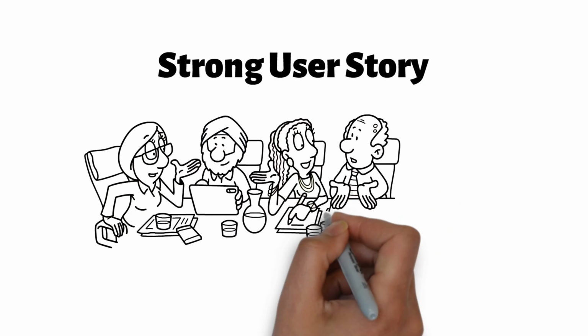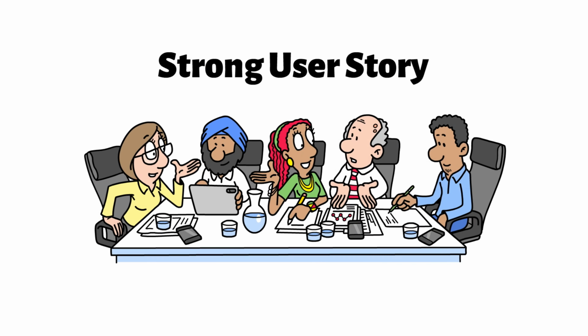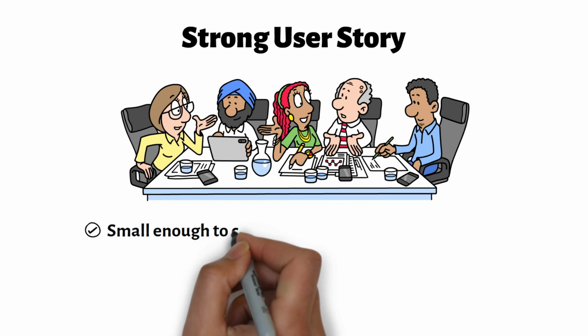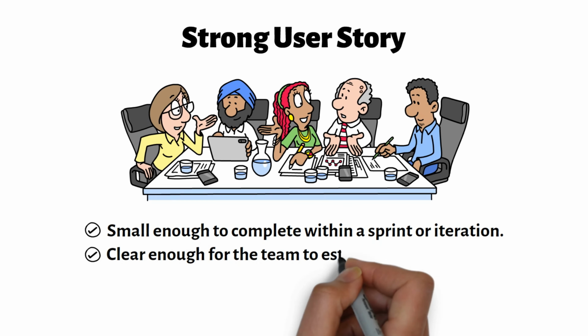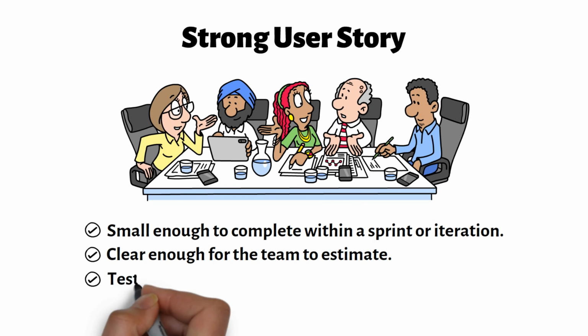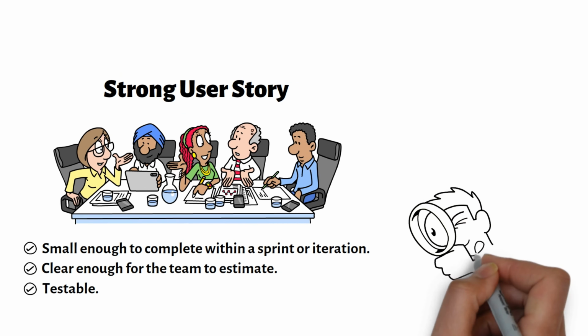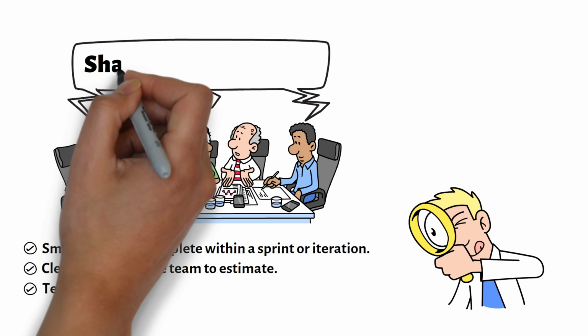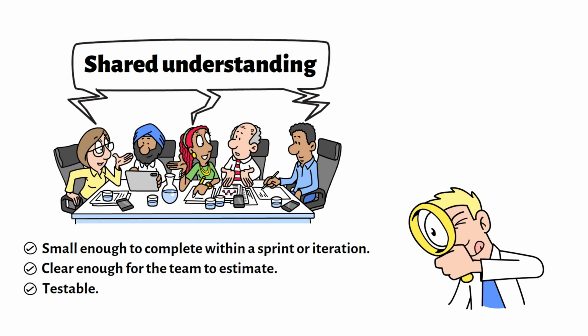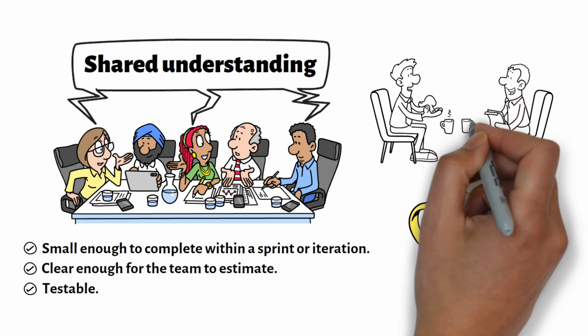A strong user story should focus on user or business value, not just technical activity. It should be small enough to complete within a sprint or iteration. It should be clear enough for the team to estimate. And it should be testable, so the team can verify whether it has been completed successfully. The goal is not to write a perfect document. The goal is to create enough shared understanding for the team to have a useful conversation and deliver the right value.